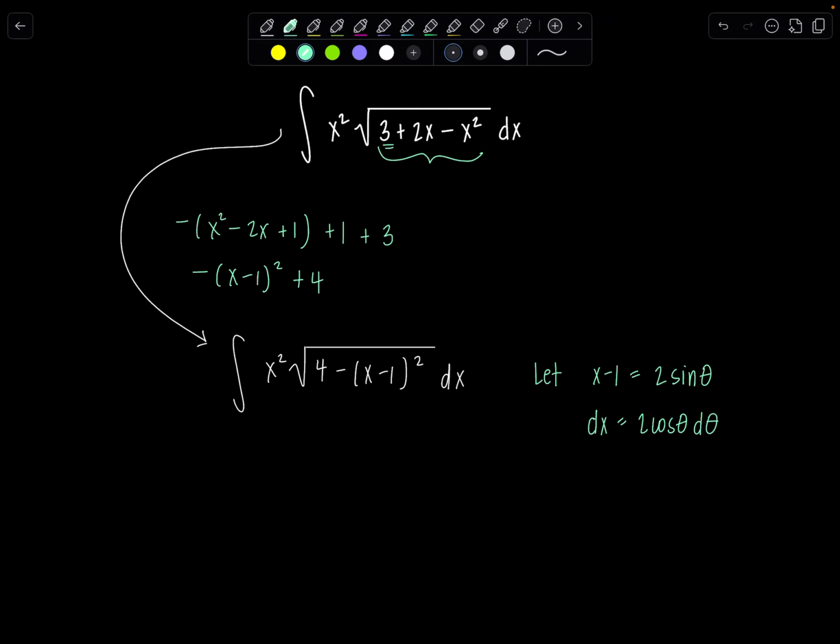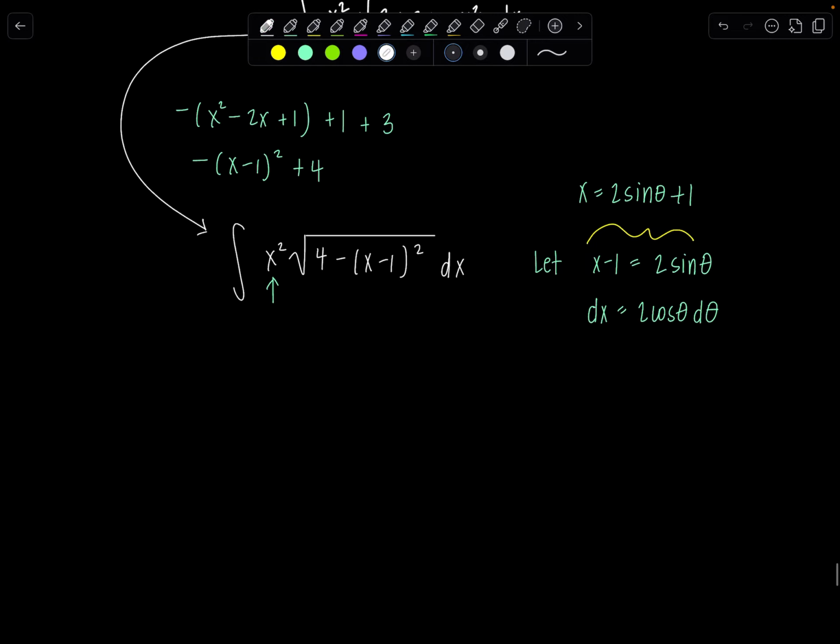Everything's looking good. It's just there's this pesky little x squared. So what do we do? Have no fear. You just come back to where we defined our trig sub. x equals 2 sine theta plus 1. So that's what I'm going to replace x with in my integral. You can see how things are going to get a wee bit messy for a moment. Okay, so x squared, we have 2 sine theta plus 1 quantity squared.